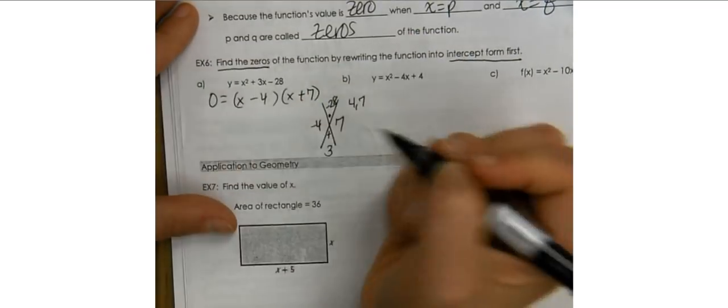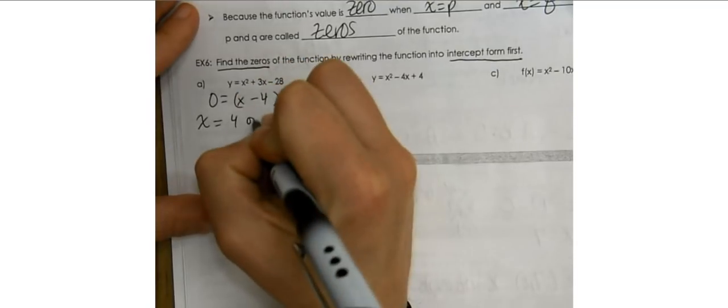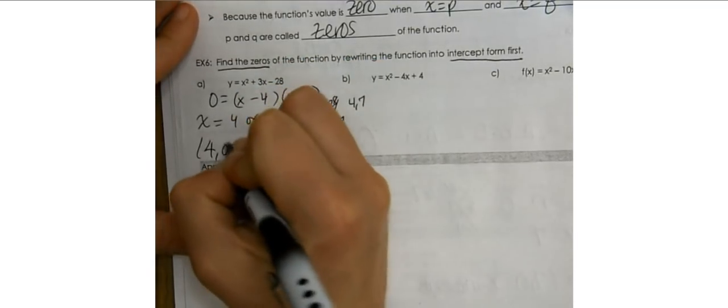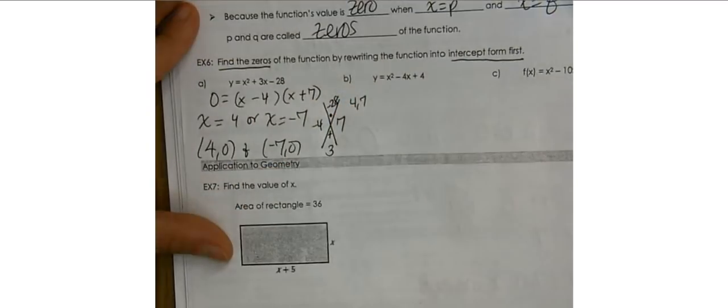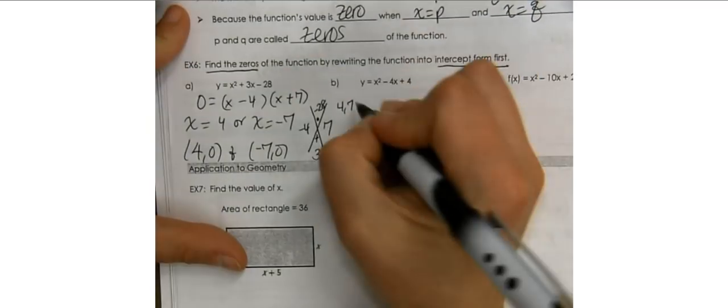So my zeros of the function are x equals 4 or x equals negative 7. And we can write that as (4, 0) and (negative 7, 0). Those are our x-intercepts. All right, let's go ahead and look at letter B.